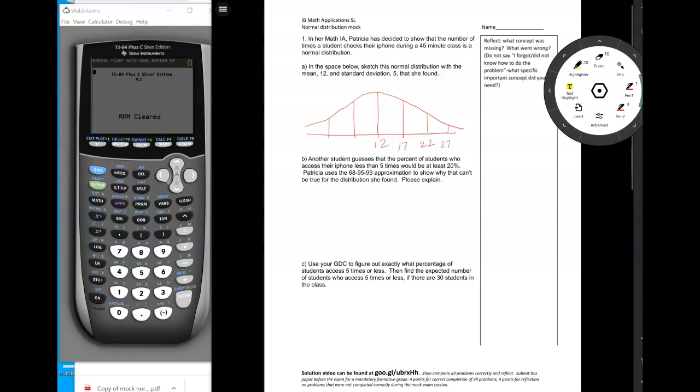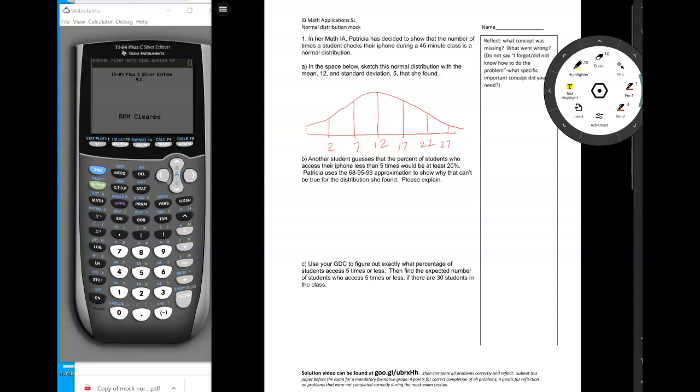And then going down, it would be 12 minus 5 would be 7, and 7 minus 5 would be 2. You notice that the next one is negative. We just ignore that because the way normal distributions work is sometimes they kind of go off the edge of the distribution, and we don't worry about it.